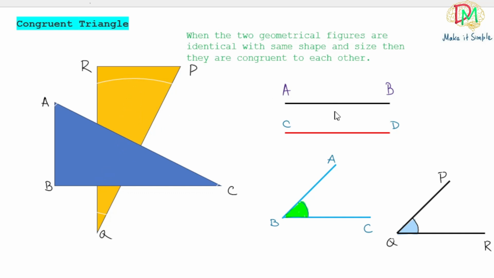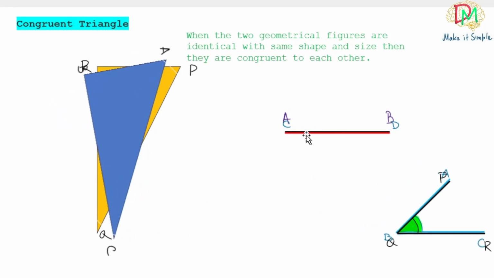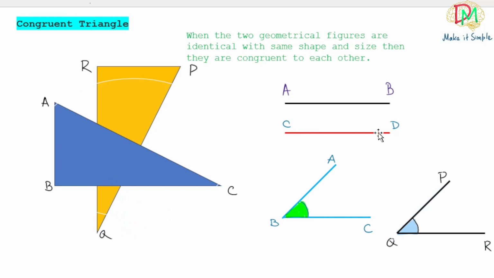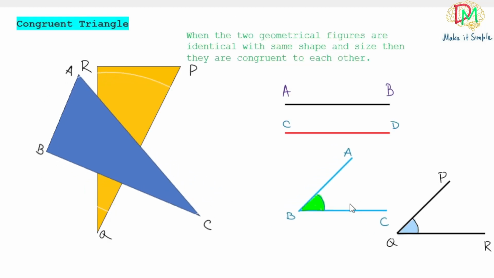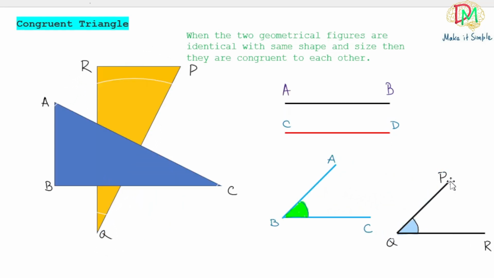Here also the line segments are congruent, because look at this: when it lies on this, AB lies on CD, it's superimposed, and CD is not visible. So we can say both are identical. The same thing is applicable for the angle also. Now look at this: when this angle ABC moves and lies on angle PQR, PQR is not visible, which means they both are identical. So we can say these angles are also congruent to each other.